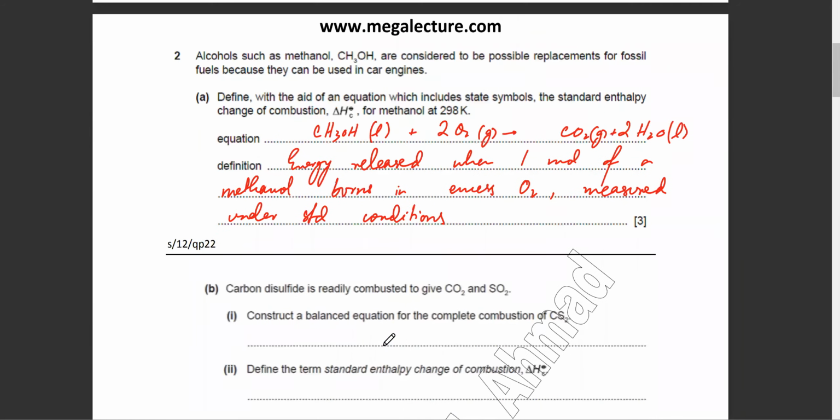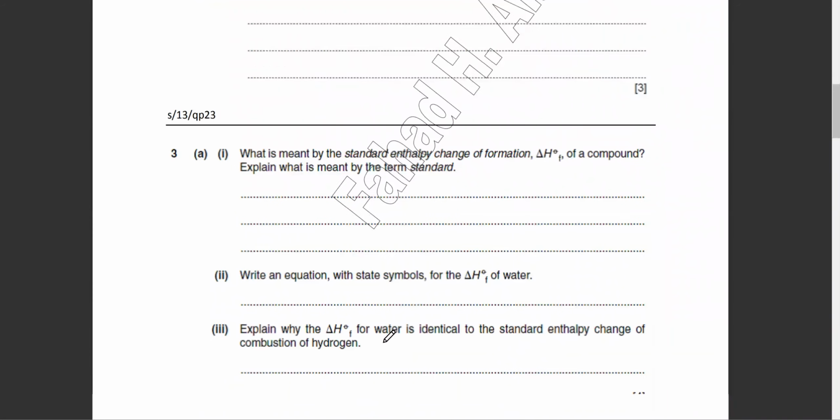The next one is again define the term standard enthalpy change of combustion. So you can do that. It's the same one. Explain what is meant by the term standard. What does standard mean?